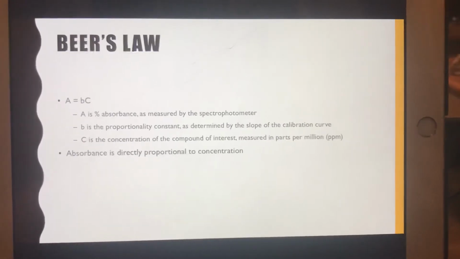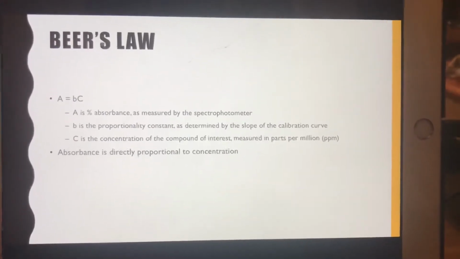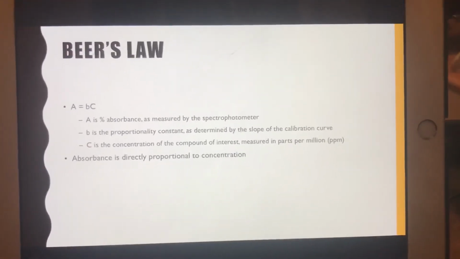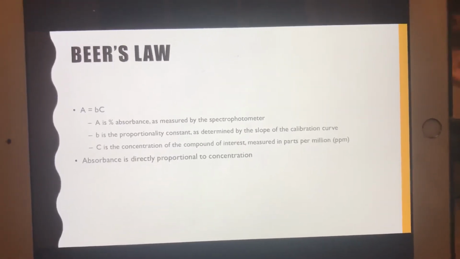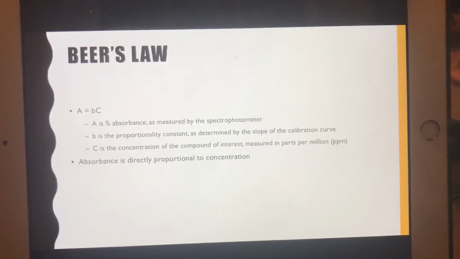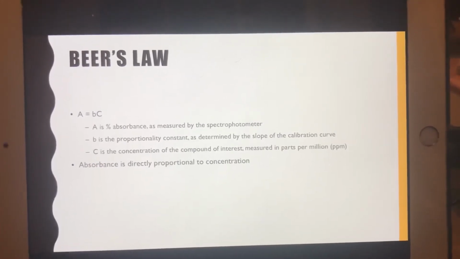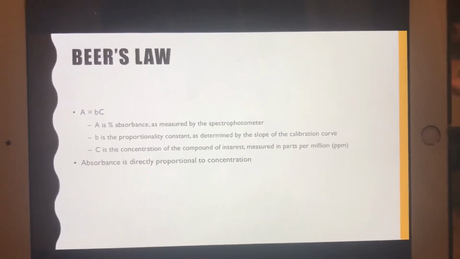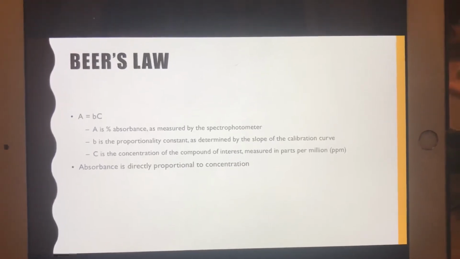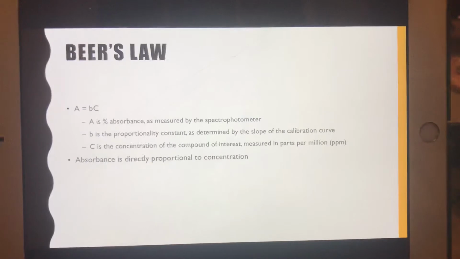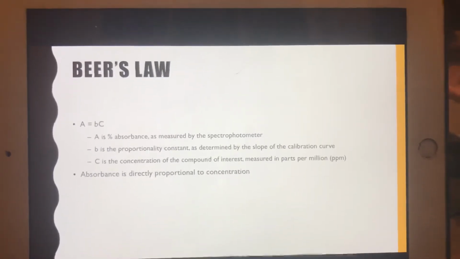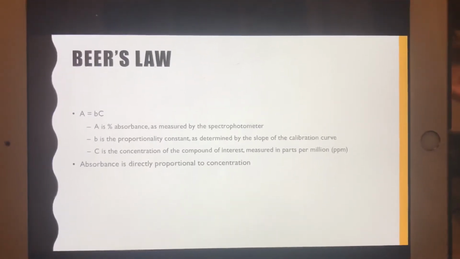Here's that Beer's law I was talking about earlier. Beer's law states that A, which is the percent absorbance that we measured with the spectrophotometer, is equal to B, which is the proportionality constant determined by the slope of the calibration curve, times C, the concentration of the compound of interest in parts per million. In this case, it's the phosphate. So, absorbance is directly proportional to concentration.